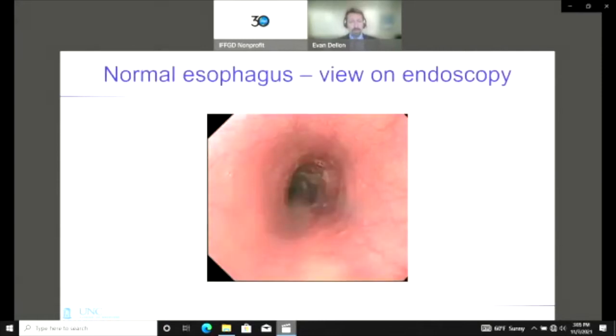Now, when you do have those symptoms, we tend to need to do an endoscopy to evaluate what's going on. And this is the view of a normal esophagus on endoscopy. So we're looking down into the esophagus with a light and a camera. And you can see here it's a very smooth, healthy pink color with lots of little fine blood vessels. And this is the normal appearance.